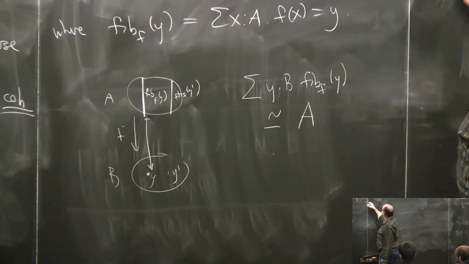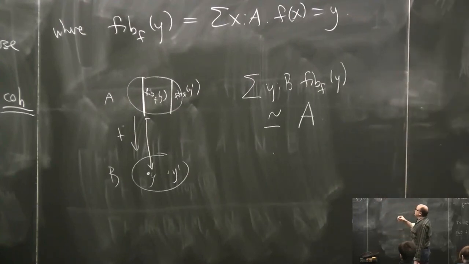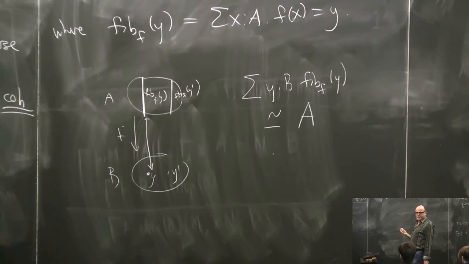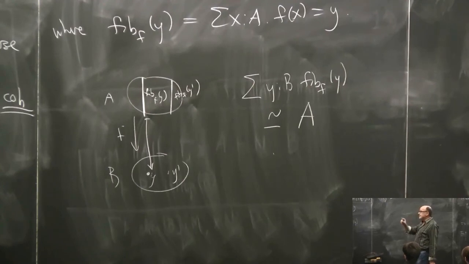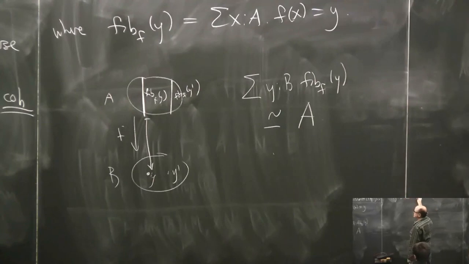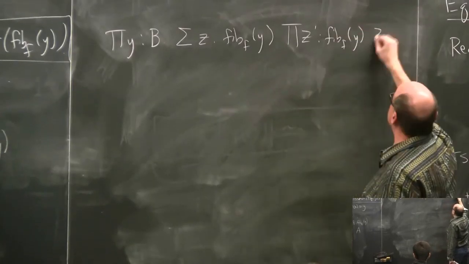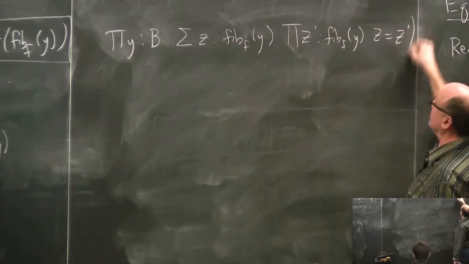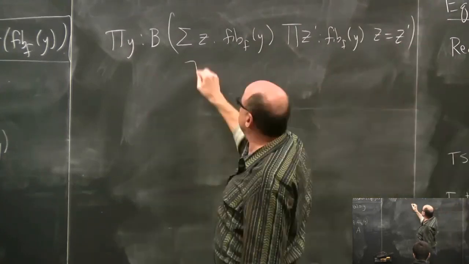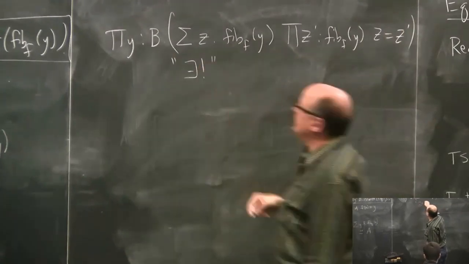I just want you to see what is going on here. So let's expand this. It's saying for every y in B, something is contractible. That's there exists a unique z in the fiber of f over y, such that for every z prime in the fiber of f over y, z is equal to z prime, of course in the appropriate type. So this is exists unique.